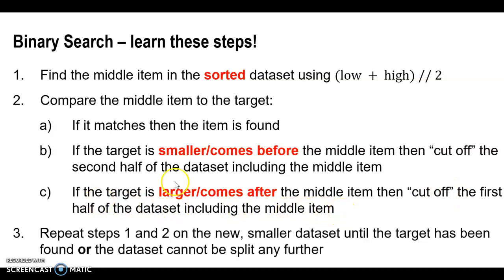And the last step, if we haven't found it, we're going to repeat steps 1 and 2 on the new smaller data set until the target has been found or the data set cannot be split any further. So these are the steps, and it'll become a lot more clear when we go through the examples.